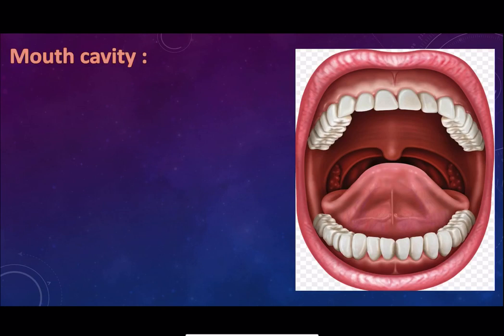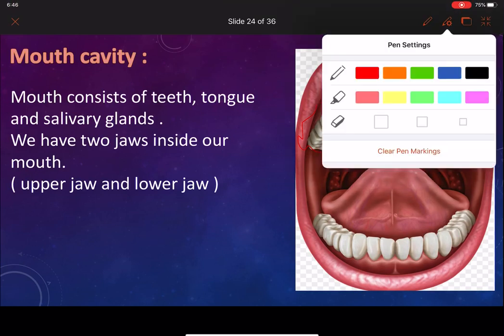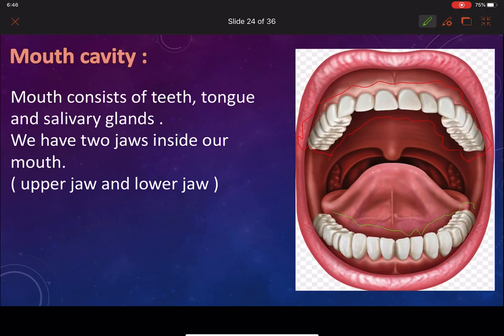Let's start with the mouth cavity. The mouth consists of teeth, tongue, and salivary glands. We have two jaws inside our mouth. The upper jaw, this is the upper jaw, and the lower jaw, this is the lower jaw. Okay? So we have two jaws inside our mouth, the upper jaw and the lower jaw.